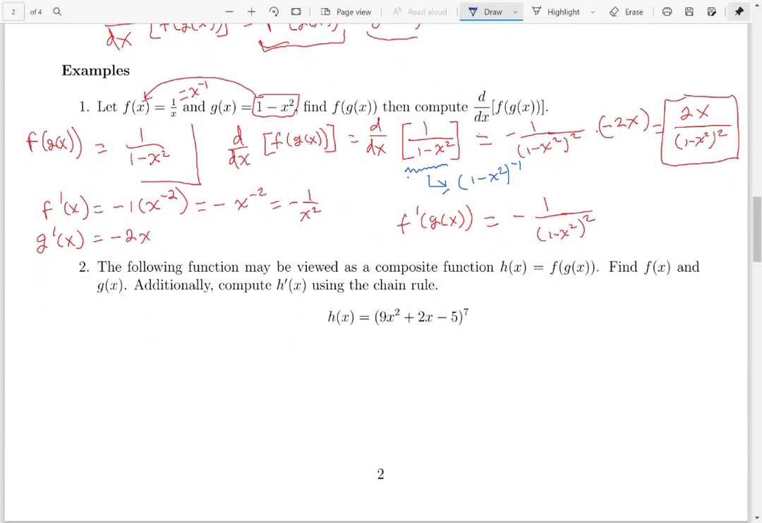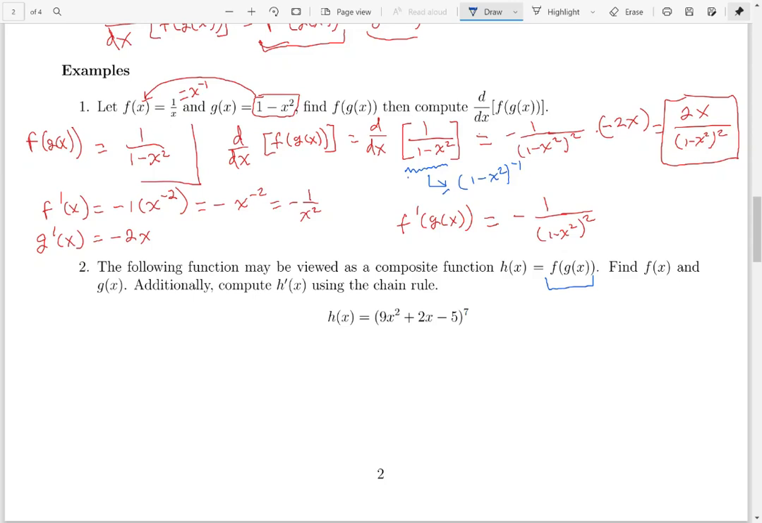This function can be viewed as a composite function. And this is actually what I was trying to tell you just a moment ago by pointing out there's different ways to view this. But let's see what we could do. If I'm given an h of x and I want to think of it as a composition f of g of x, f is my outer, g is my inner.